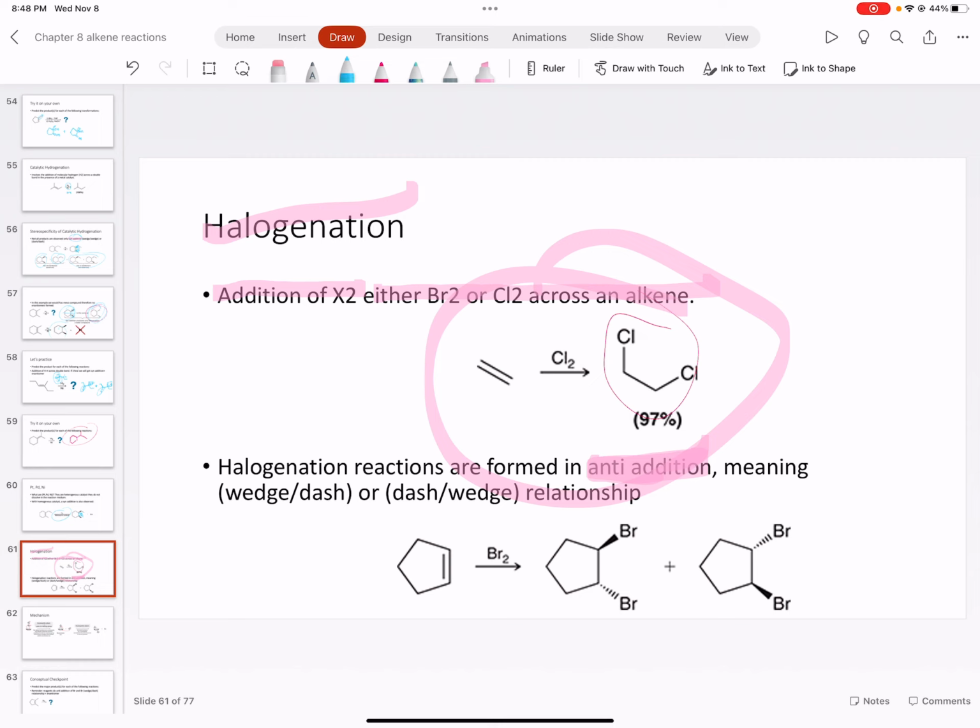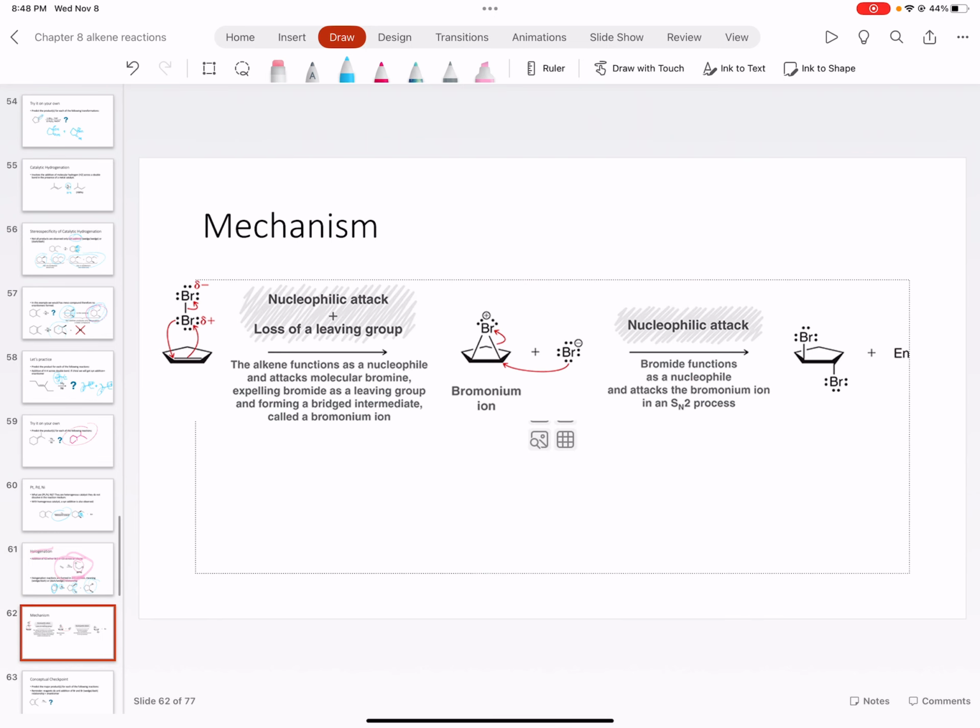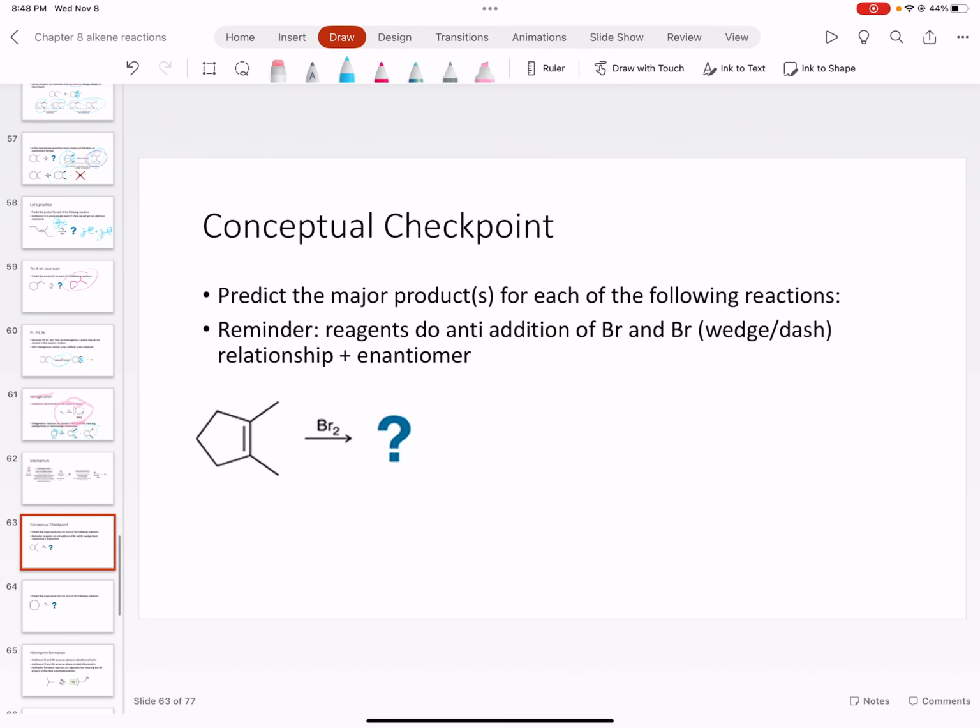So you can see in here we have this alkene, a cycloalkene, and then we have Br2. So then you can see that on one side a bromine was added as a wedge, on the other side was added as a dash, and as always we get its enantiomer as well. So this is kind of like the mechanism. You don't really have to know it. So then conceptual checkpoint: predict the major products for each of the following reactions.